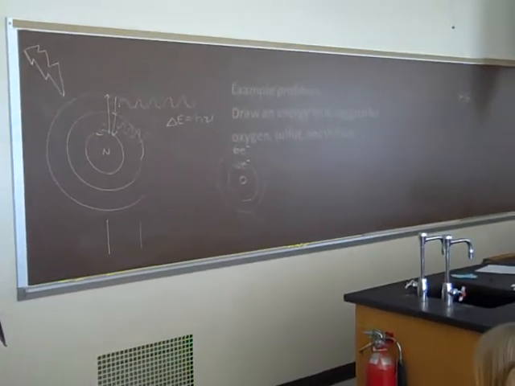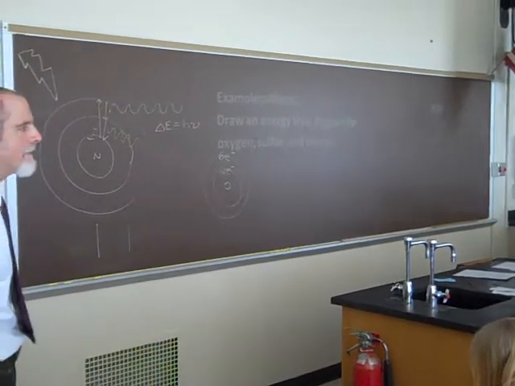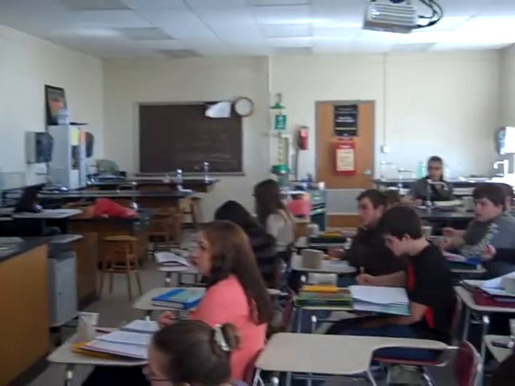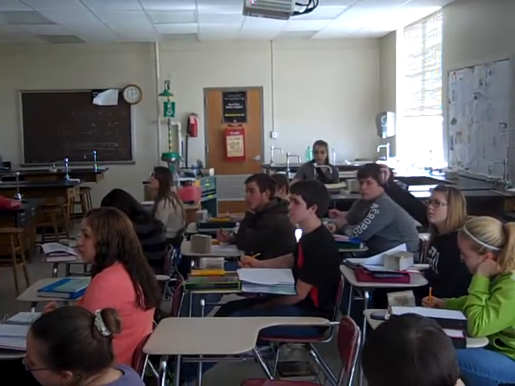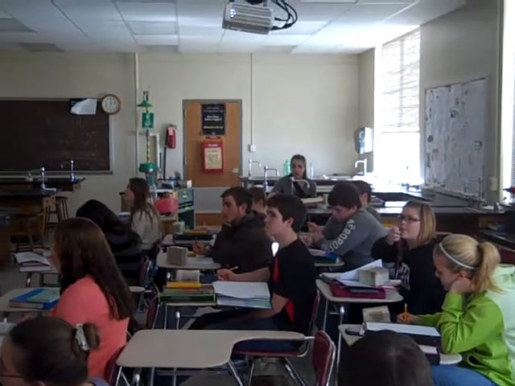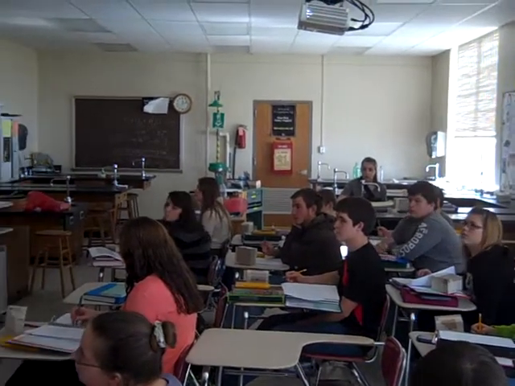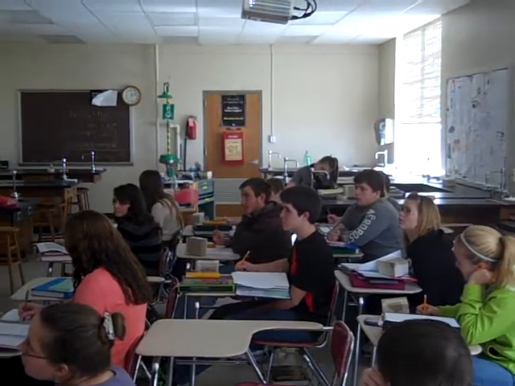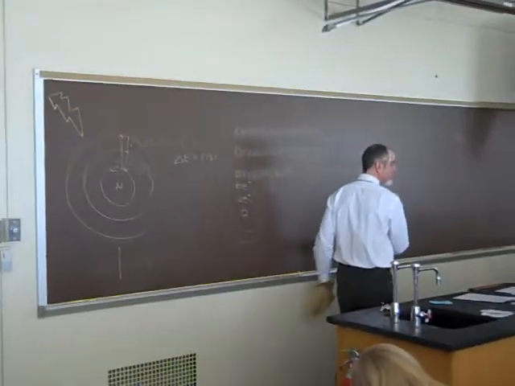How many valence electrons are there? Sam? No. Valence electrons are those electrons that would bump into another atom, if that atom bumped into one. 6. There are 6. Good. 6 valence electrons. Sulfur.